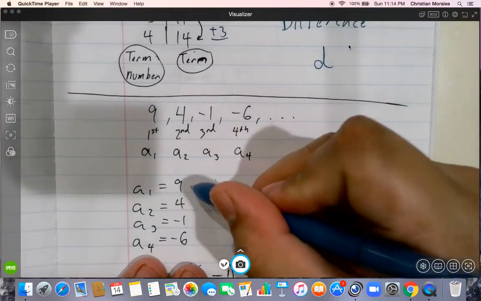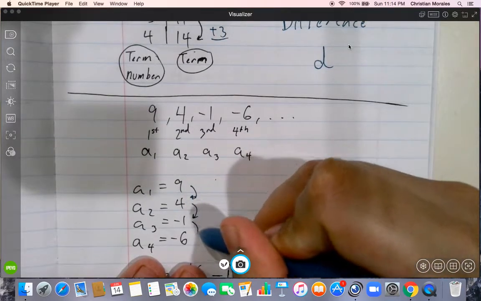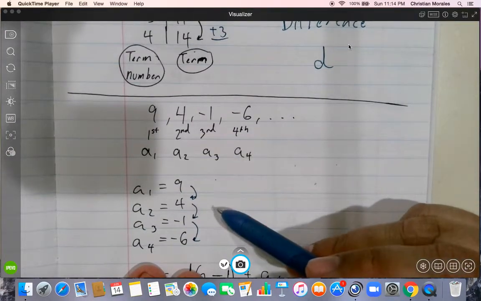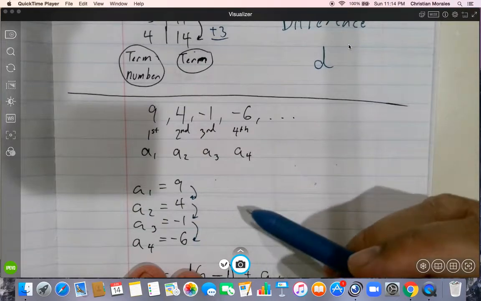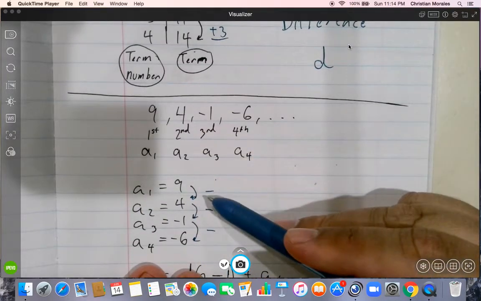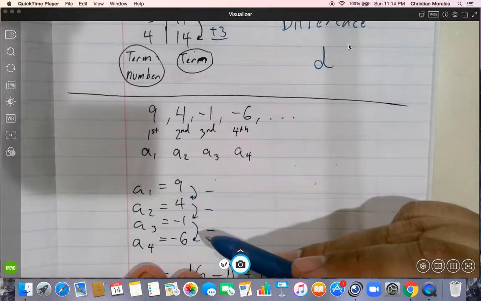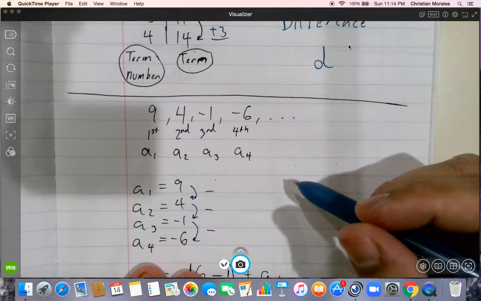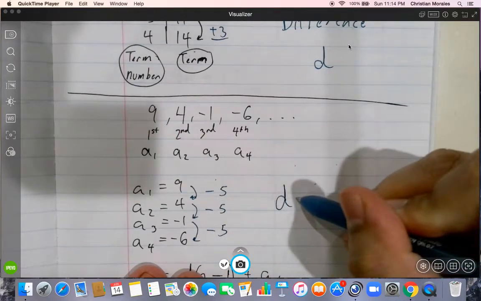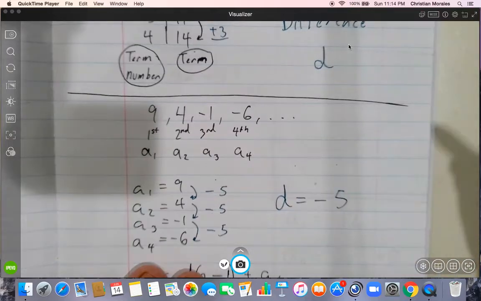But it doesn't change what you're still looking for. You're still looking for the common difference. So this time it's not growing. This time it's getting smaller, which means you're adding a negative number. So from 9 to 4, from 4 to -1, from -1 to -6, it is going down by 5. So we say that the common difference is -5.